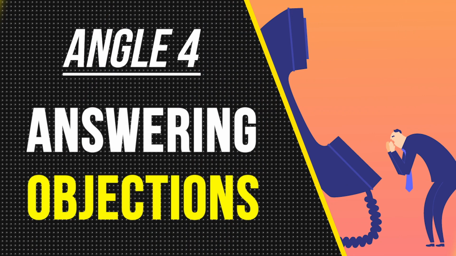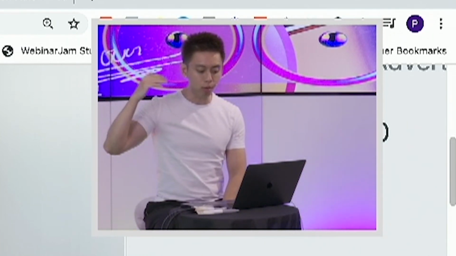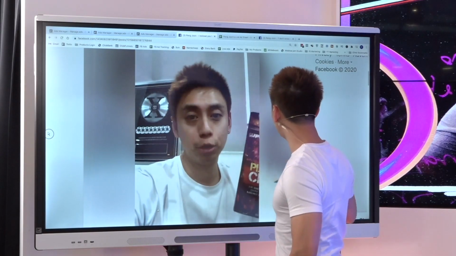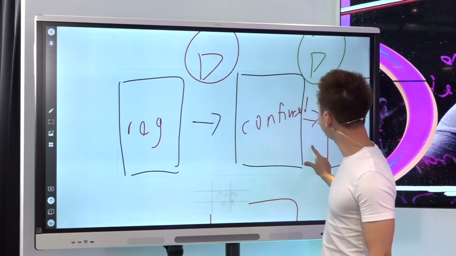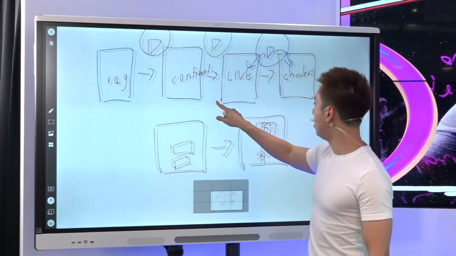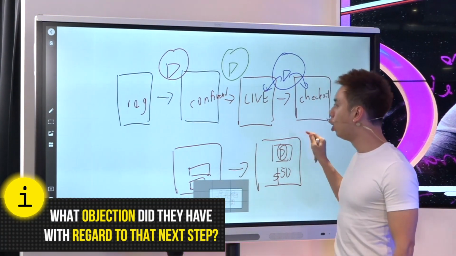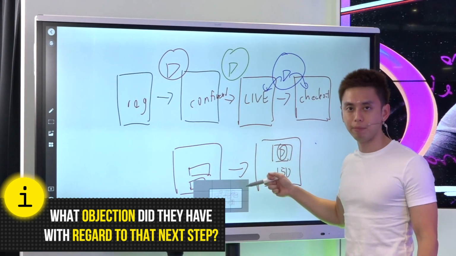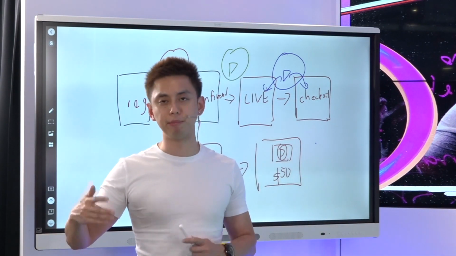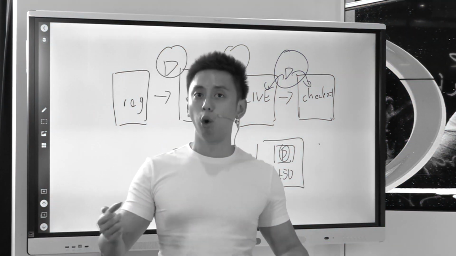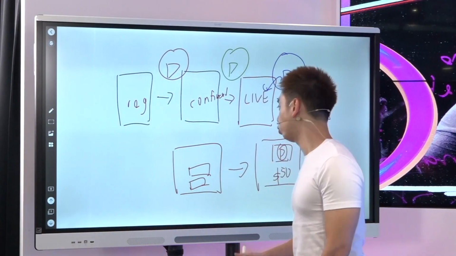You see, the reason why they didn't take you up on that next step is because there was some sort of objection. You gotta ask yourself, as you are running this retargeting ad, getting people to the next step of your process, the 4th angle is, what objection did they have with regards to that next step? Sometimes it could be price, right? But in many cases, there's a lot more objections than just price. It could be, I'm too old to do this, I'm too young to do this, I don't have the confidence, I don't have the charisma, right? I don't have the capital to do this.